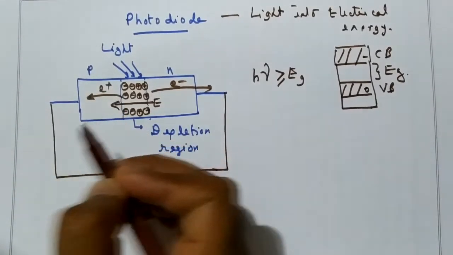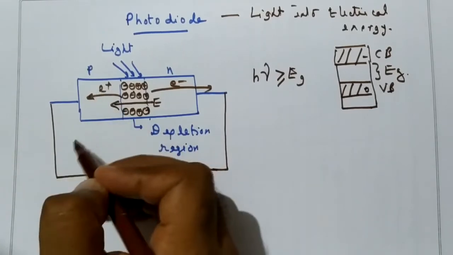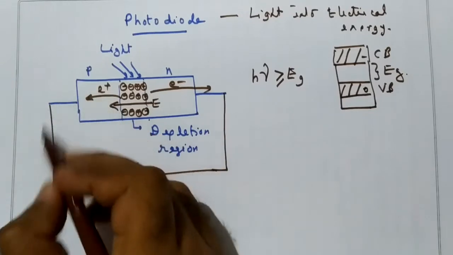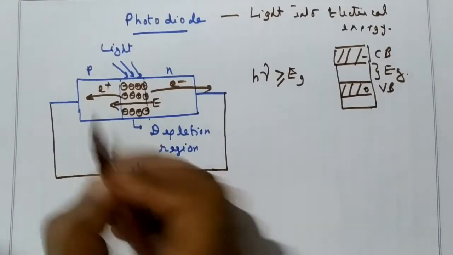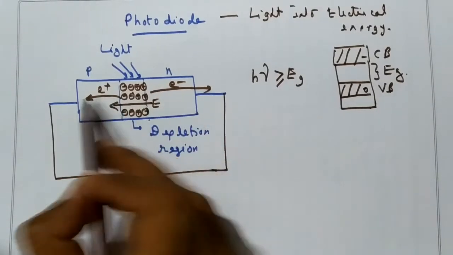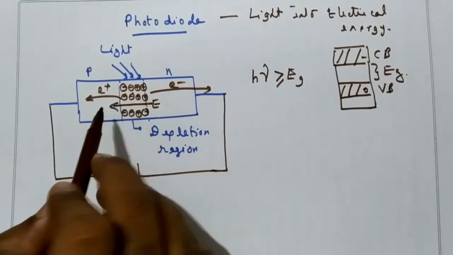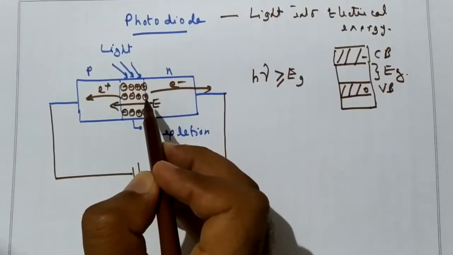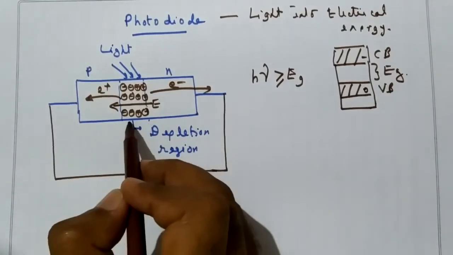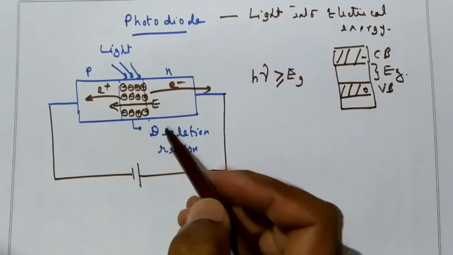E minus, I'll write, not proton, holes. Now they will not recombine. Electrons will go towards the N side and holes will go towards the P side. And now the current flows. And the current is not due to the majority charge carriers. Majority charge carriers never cross the junction. Majority charge carriers go away from the junction. So the current is due to only the minority charge carriers.